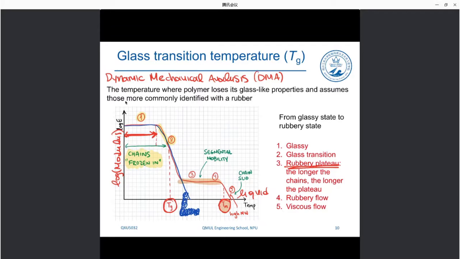Let's take a 10-minute break now, and we can continue with a few more points regarding the glass transition temperature of polymers, okay?